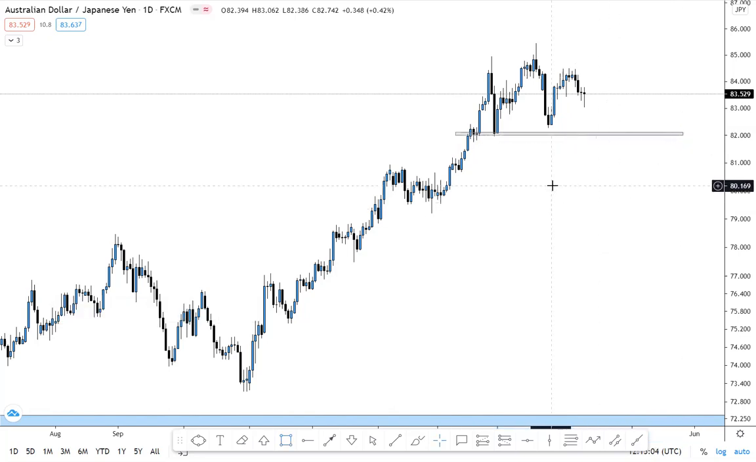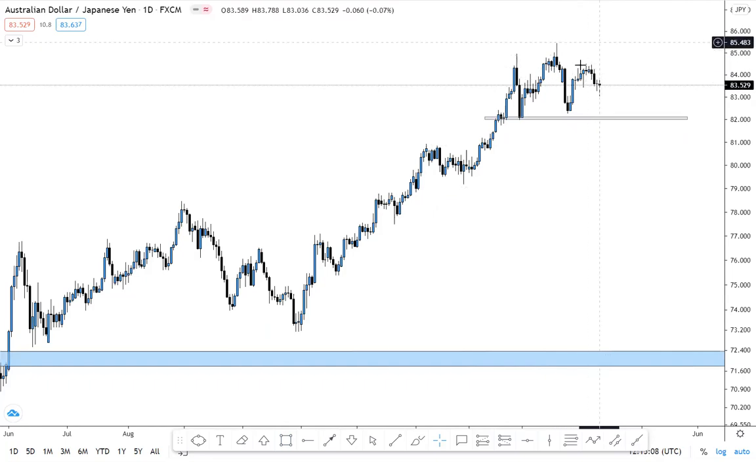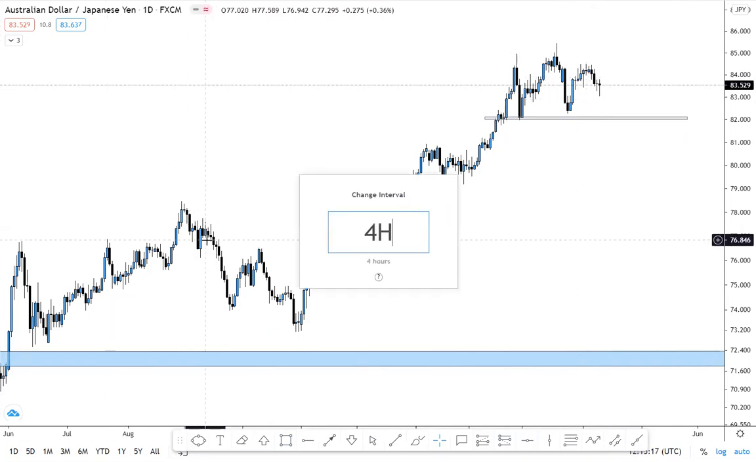Yet. So we are chilling, but this seems like that reversal corrective structure that I spoke about in my previous videos. But then let's go to the H4 and see what's happening.